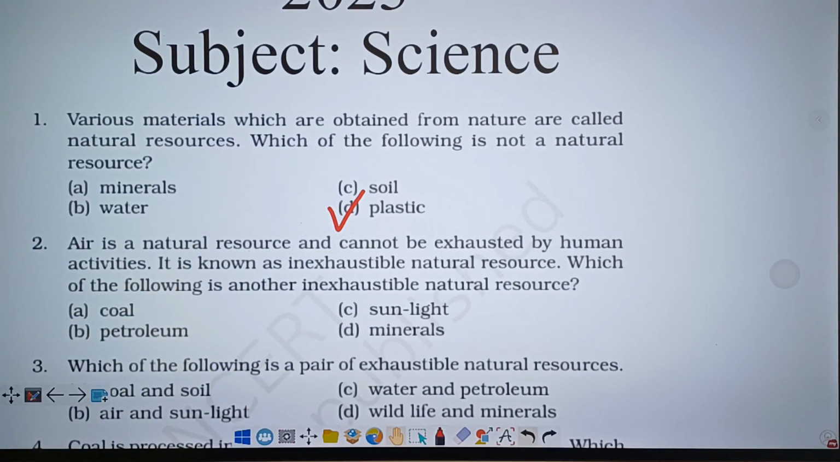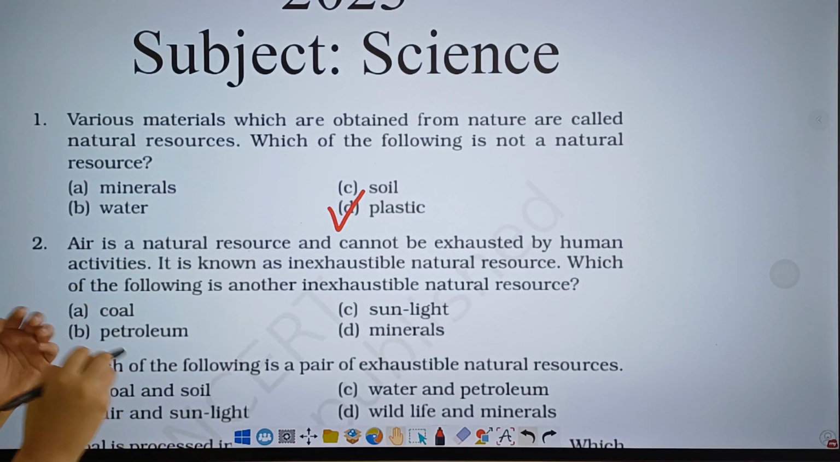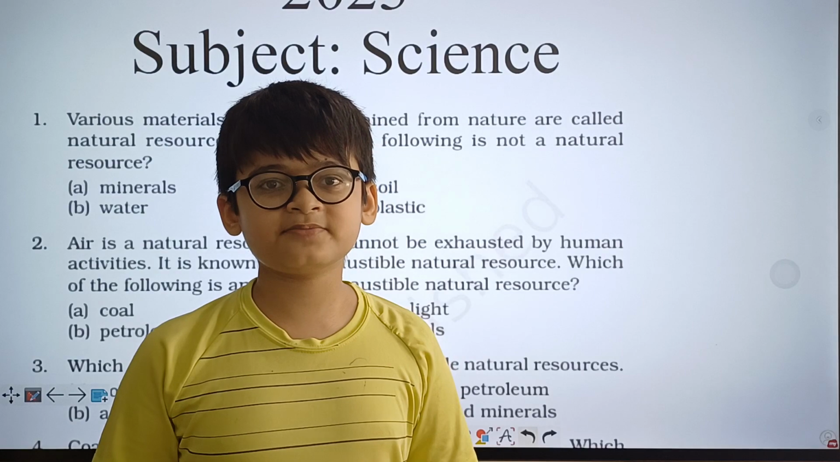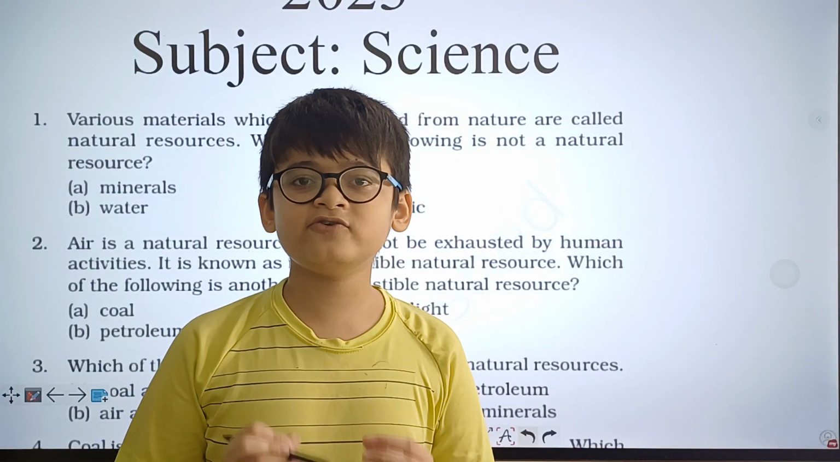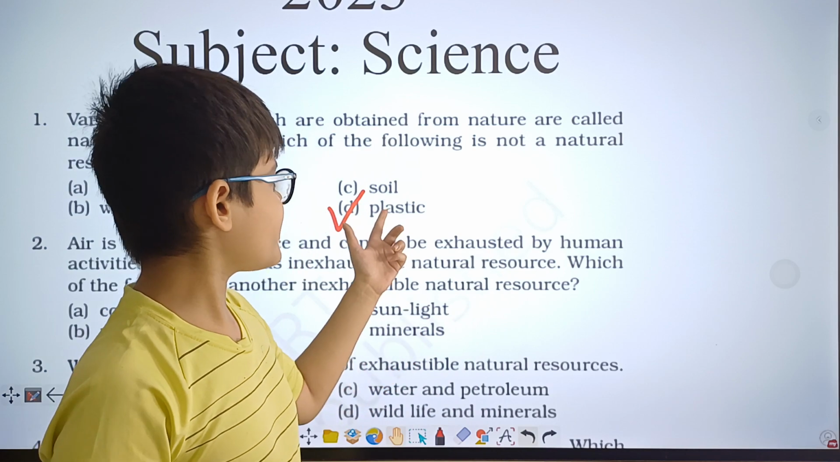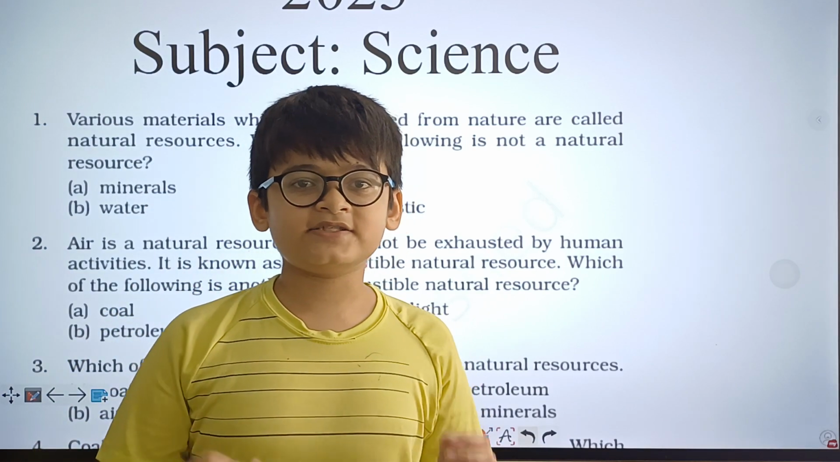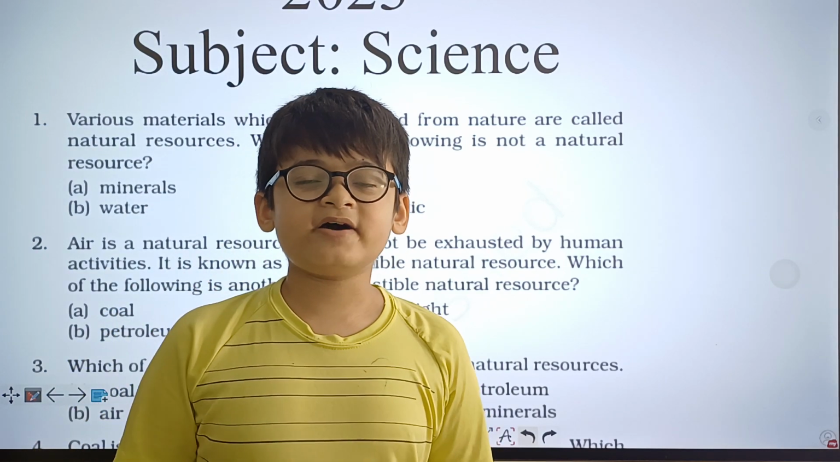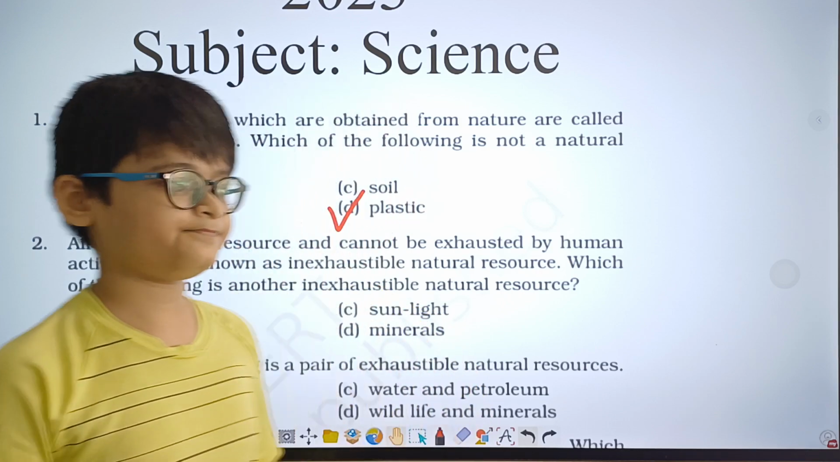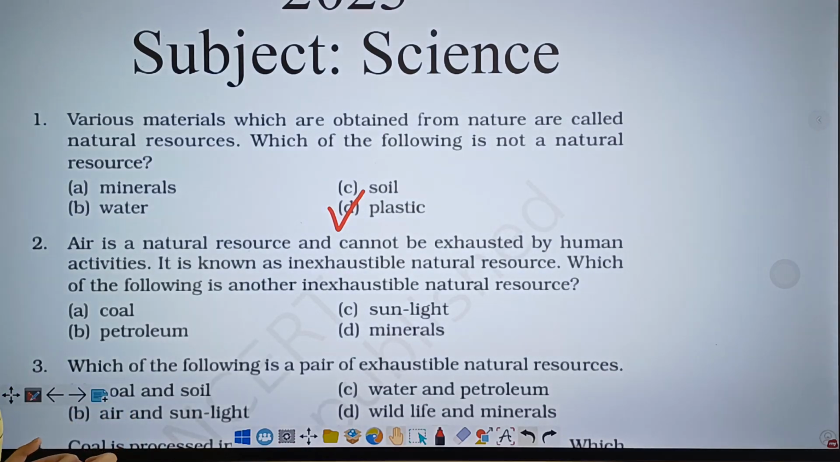Now, the explanation for this answer is simple. Minerals, soil and water are natural resources. They are natural resources because they are found in nature and are used without much alteration. Whereas plastic is a man-made resource, meaning that it is created by us human beings. Hence, the correct answer will be plastic.